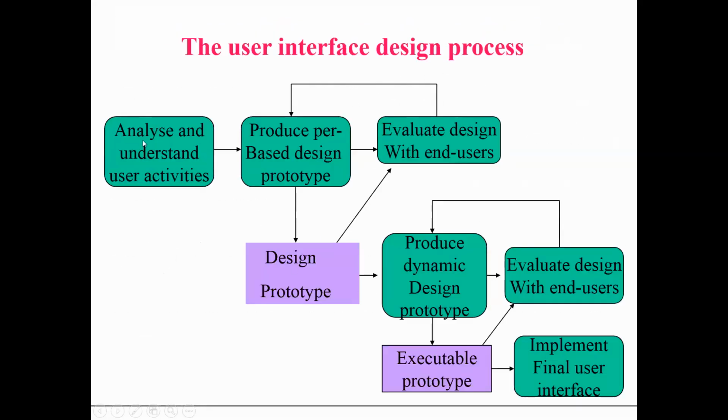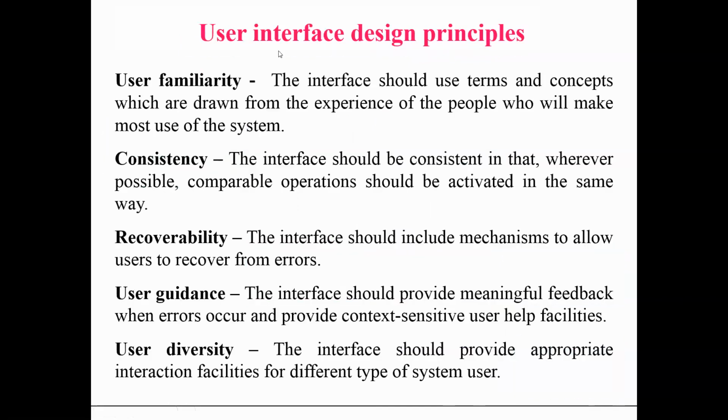This is the process of user interface design. Okay, let's see what you can do. First, you need to analyze and understand user activities. Then you can come up with a basic design, like a prototype. Then you can evaluate that design with the users. Then you redesign the prototype. This is some kind of a repetitive task. At last, you come up with the dynamic design prototype, evaluate the design with the end users, build an executable prototype, and implement the final user interface. That is the last part.